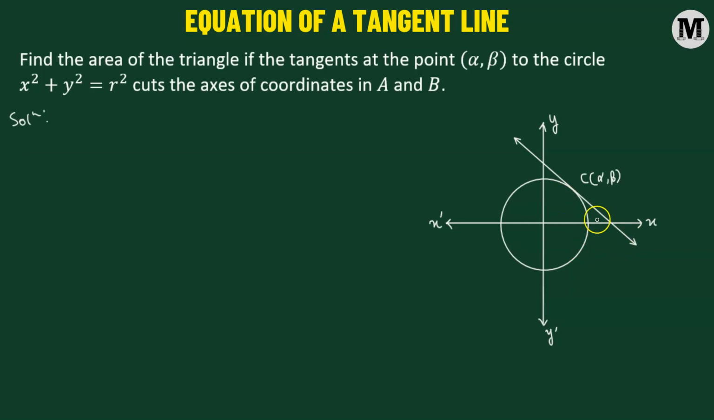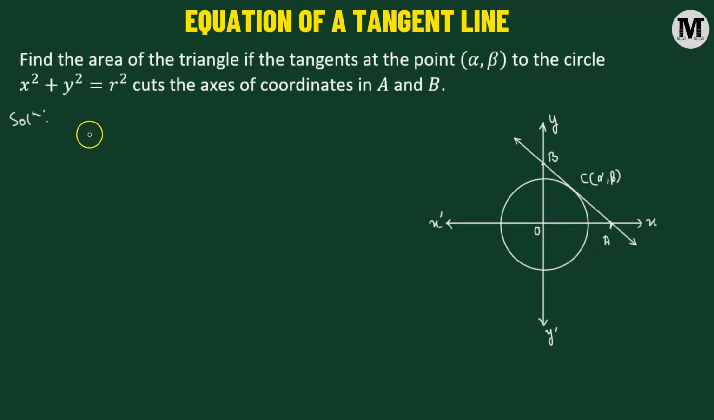As is evident in the diagram here, the tangent line cuts the x-axis, let's say at point A, and the y-axis at point B. Our goal will be to determine the area of the triangle OAB. So we'll try to find the equation of the tangent line. Once we have the equation, we can define the coordinates of point A and point B. Then we can easily find the length OA, which will be the base of the triangle, and OB, which will be the height or altitude, and we can easily calculate the area of the triangle.